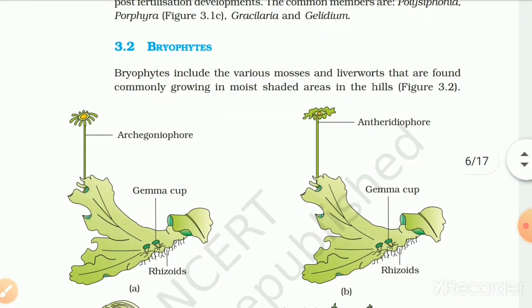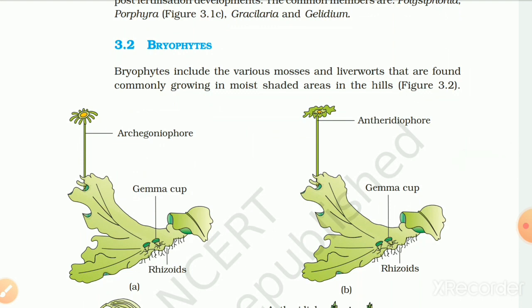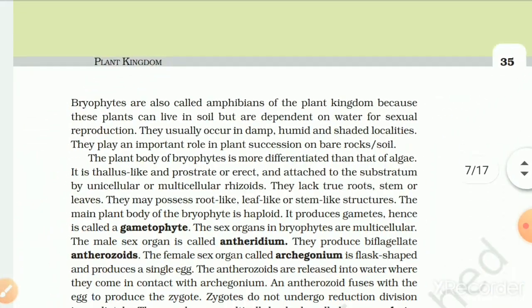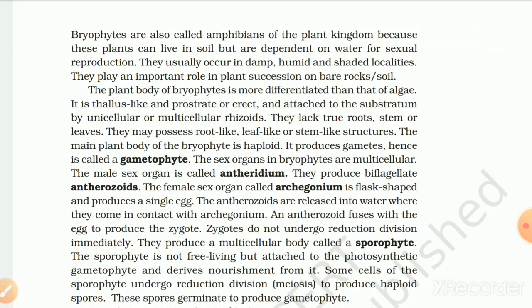3.2 Bryophytes. Bryophytes include the various mosses and liverworts that are found commonly growing in moist shaded areas in the hills. Figure 3.2. Bryophytes are also called amphibians of the plant kingdom because these plants can live in soil but are dependent on water for sexual reproduction. They usually occur in damp, humid and shaded localities. They play an important role in plant succession on bare rocks or soil.